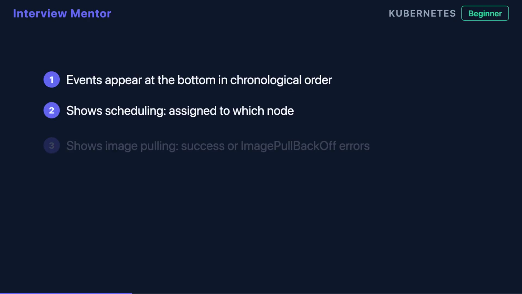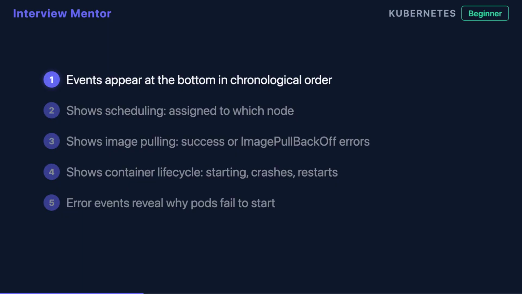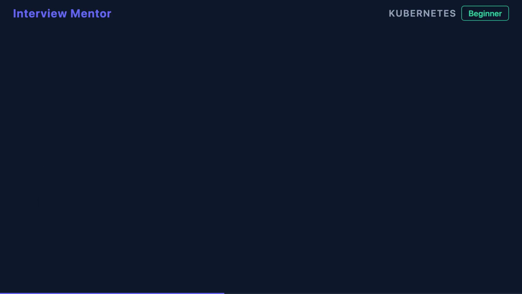The most valuable section appears at the bottom, events. This chronological log shows you exactly what Kubernetes has been doing with your pod. You'll see scheduling decisions, image pulling activity, container starts, and critically, any error events. If something's wrong, the events section usually tells you why.